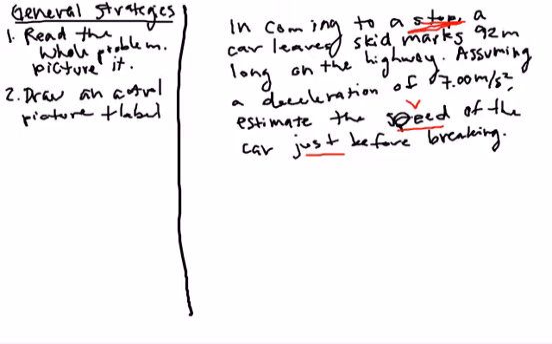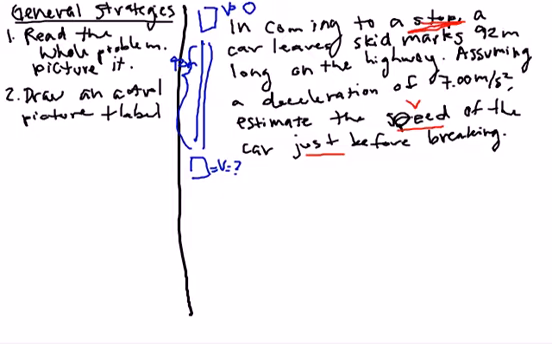So, you have some car. It leaves skid marks 92 meters long. When it was here, we wanted to know how fast it was going. Later, it stopped, so we know exactly how fast it's going. And through this, it had to be slowing down at 7 meters per second squared. And remember, if it's slowing down at 7 meters per second squared, decelerating, that's a negative acceleration.